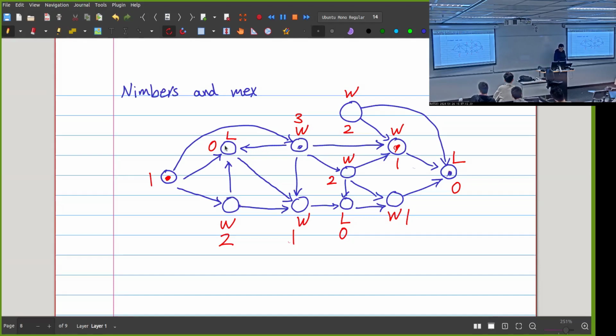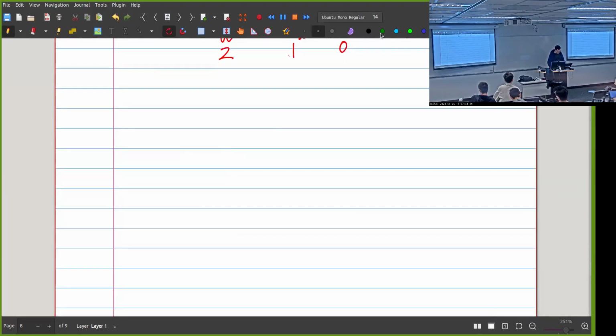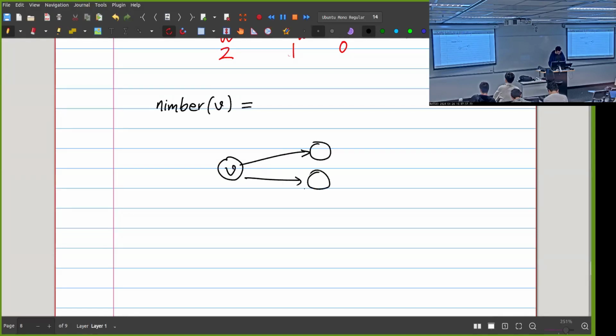Now, generally, this is what I'm going to do. I'm going to say, if I want to assign a number to some vertex V, so let's say I have this vertex V, and let's say it has edges to some other vertices. So let's call these U1, U2 to UT. Okay. The number that I'm going to assign to the vertex V is the smallest number that does not appear among the numbers of U1 to UT.